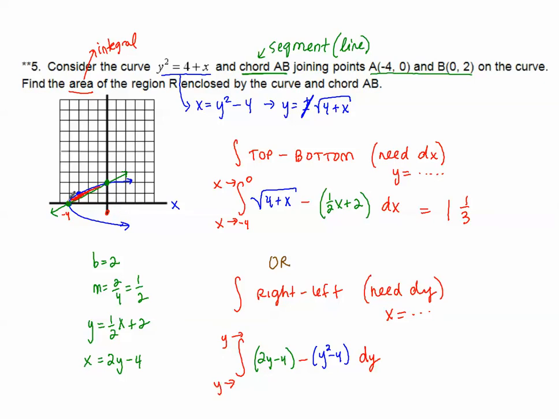So the lowest the graph goes is 0. The highest the graph goes is 2. 0 to 2. If I evaluate this using antiderivatives, I also get 1 1/3. Again, the point is not necessarily how we get that final answer, it's how we set up that integral. Sometimes it's easier in terms of x, sometimes it's easier in terms of y, and sometimes it's an option. Hope you had fun today.